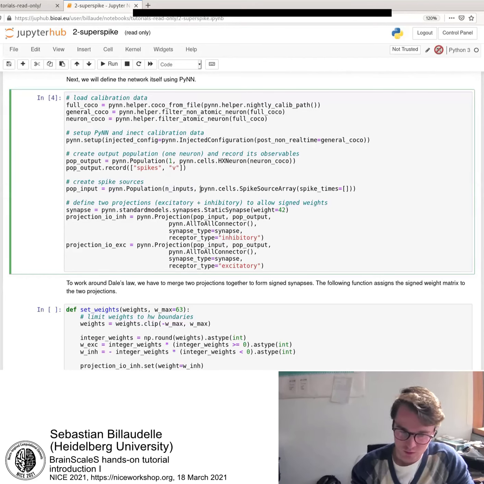And these are spike sources that have arrays for the spike time. So you can set them from Python. There's different kinds of spike sources, Poisson spike sources, but we do this manually here.